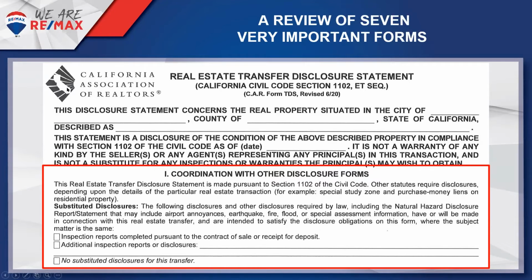It won't have the California Association on it. It won't have car TDS. It won't have this on it, but it'll have all of this. It'll look exactly like this.